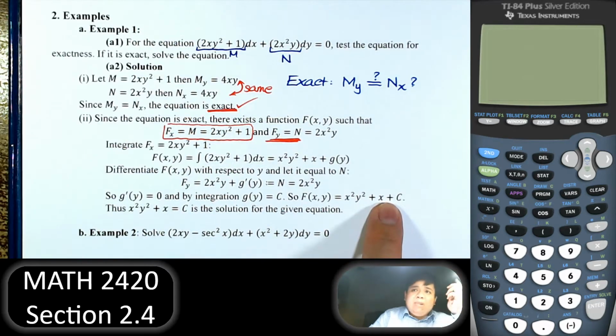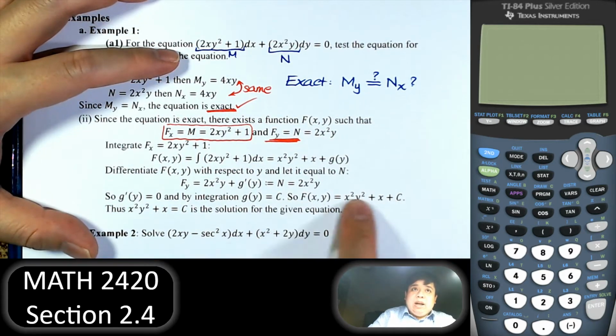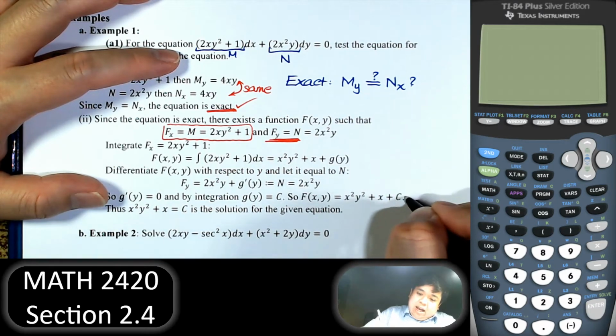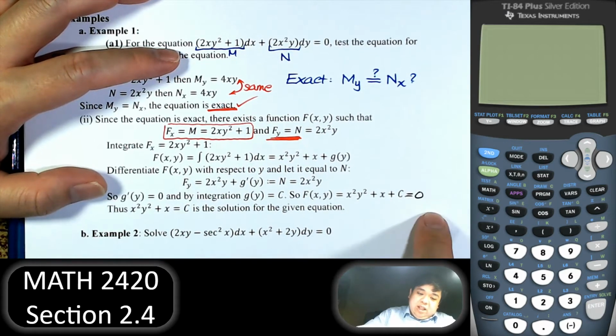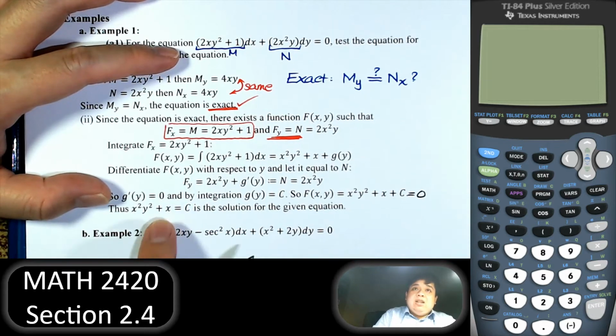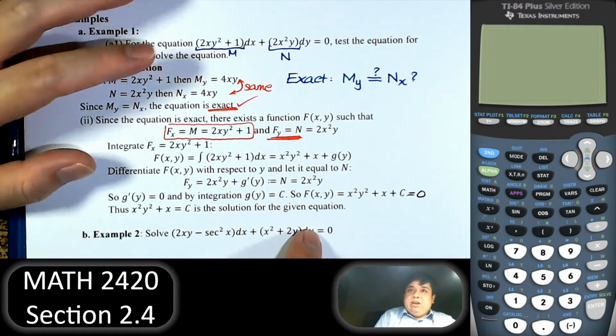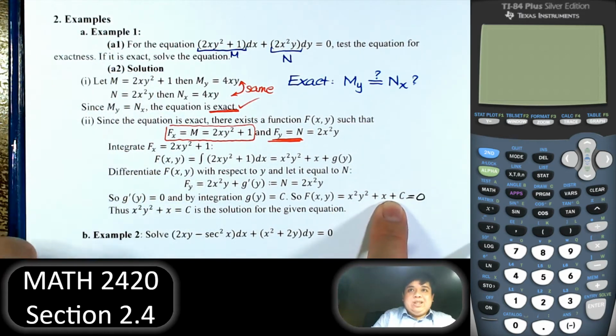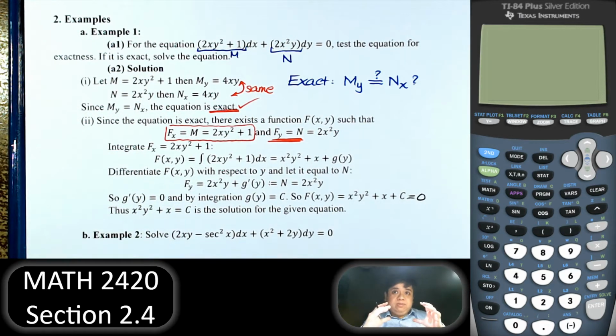So in calculus, we will write the solution like this, but in here we will say that it equals 0 and move the c to the other side. So we write this as the solution to the given differential equation. So the solution is the function equal to c. The solution is an equation equal to a constant in implicit form. Right, so that's what we do.